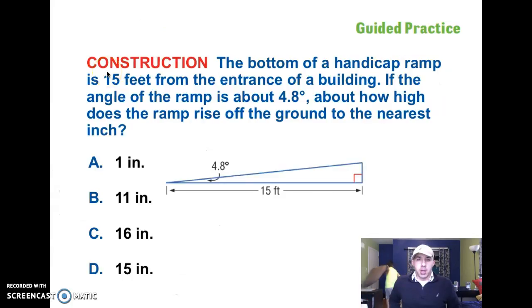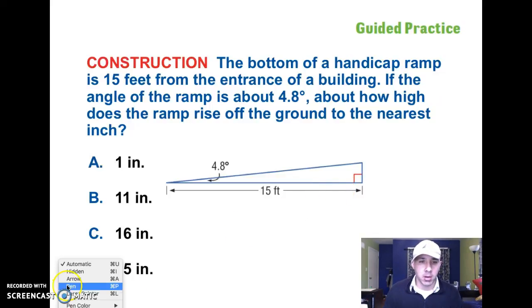All right, good morning, Mr. Cranier. This is my favorite part of the guided practice. So now the instruction here is you're in construction, and the problem states the bottom of the handicap ramp is 15 feet from the entrance of the building. If the angle of the ramp is 4.8 degrees, about how high does the ramp rise off the ground to the nearest inch? A lot of setups here, so let's have some fun with our ratios, and then I'll let you guys complete this.